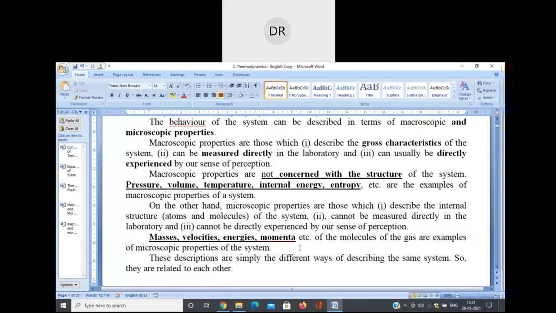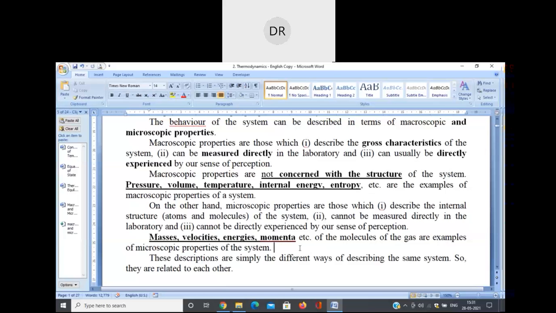Okay. So microscopic properties, those describe the internal structure of a system, cannot be measured directly in the laboratory, and cannot be experienced by sense of perception. It is similar to the macroscopic, but the opposite sense is there. Macroscopic properties describe the gross characteristics, whereas microscopic properties describe the internal structure. Macroscopic properties can be measured directly in the laboratory, whereas microscopic properties cannot.